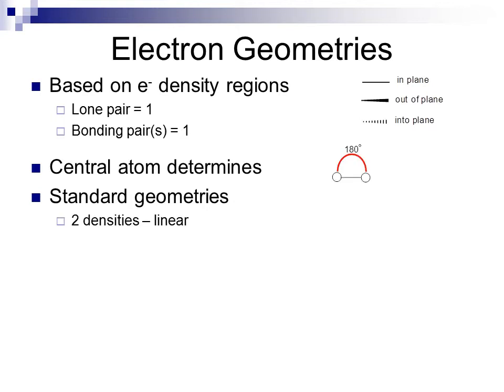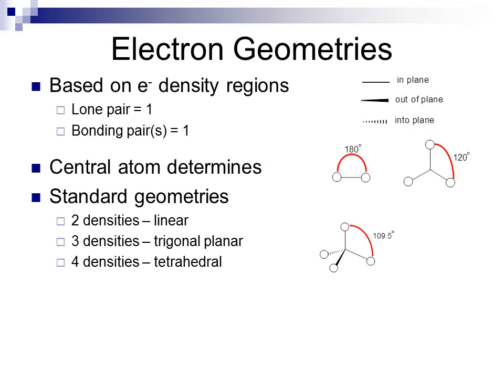So if I have only 2 densities, I have a linear structure that has a 180-degree difference between the 2 atoms. 3 densities gives me a trigonal planar. If you look at the points, connect 3 points together, I wind up getting a triangle between the 3 points and then the central point in the middle. It forms a 120-degree angle between 2 points on the outer edge.